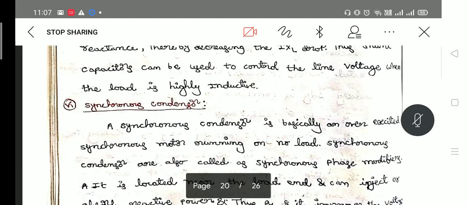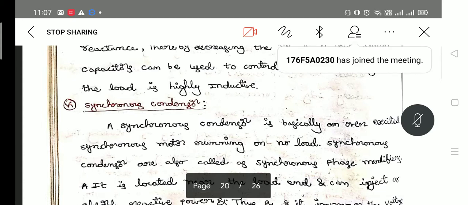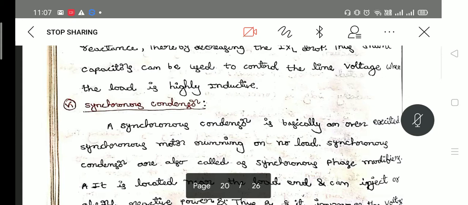Next one is synchronous condensers. The synchronous condensers are basically over-excited synchronous motors running at no load condition. Okay, the synchronous condenser is also called a synchronous phase modifier. It will be used at the load end side. We can absorb the reactive power and we can improve the voltage profile by using the synchronous condensers.